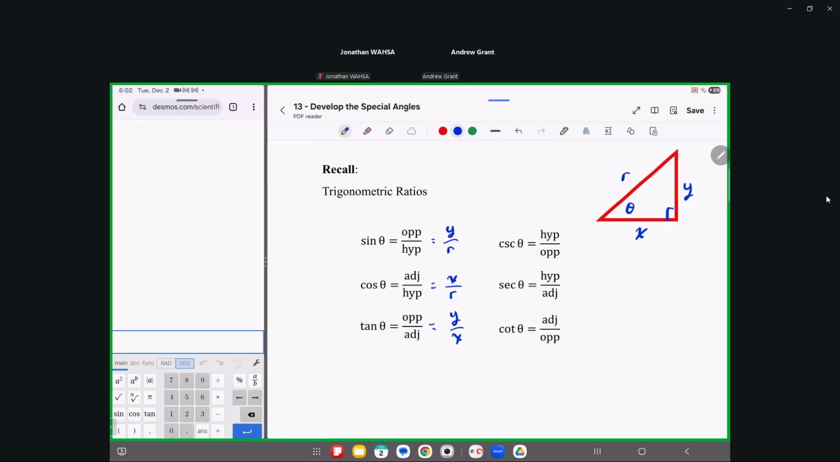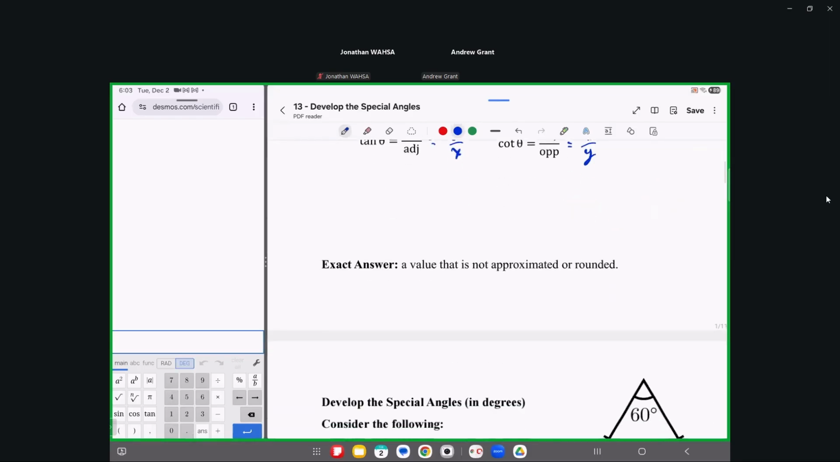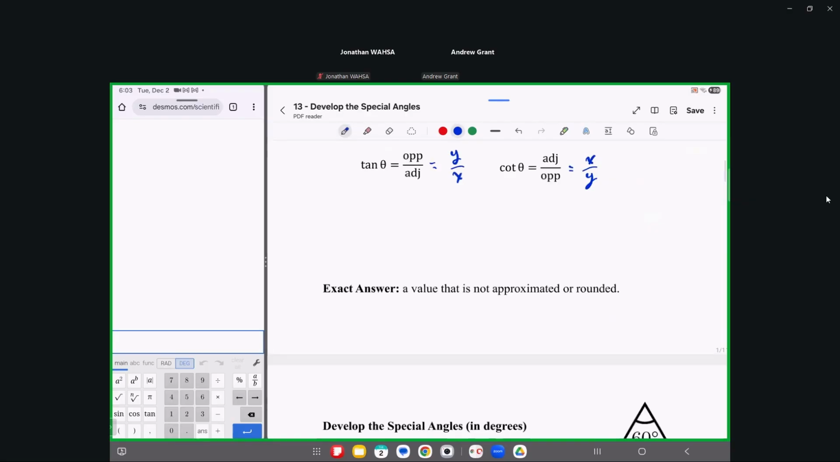Cosecant of theta is the reciprocal of sine theta. So instead of y over r, we have r over y. Secant theta is the reciprocal of cosine theta. So it's given by r over x. And cotangent theta is the reciprocal of tangent theta. So its ratio is given by x over y with respect to the unit circle. And so that's what we need now in order to continue. But first, we're going to develop the special angles.